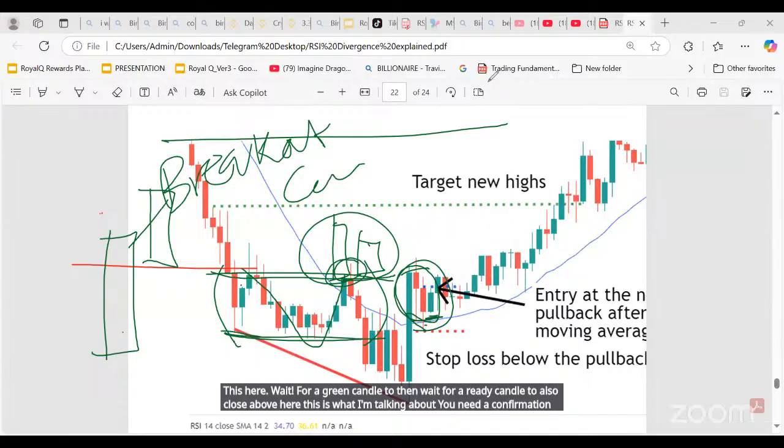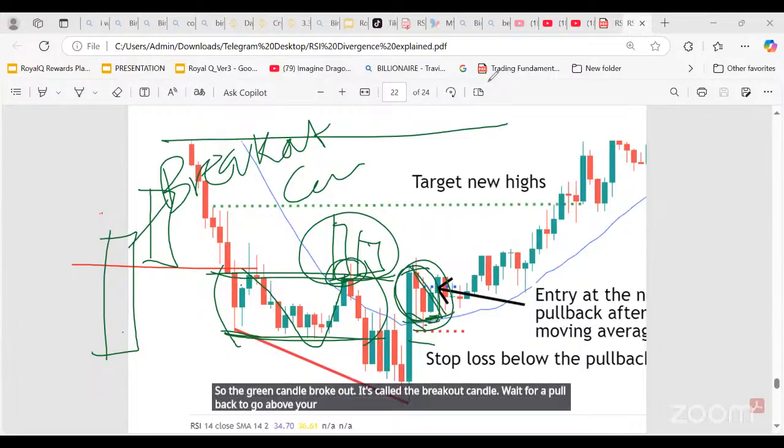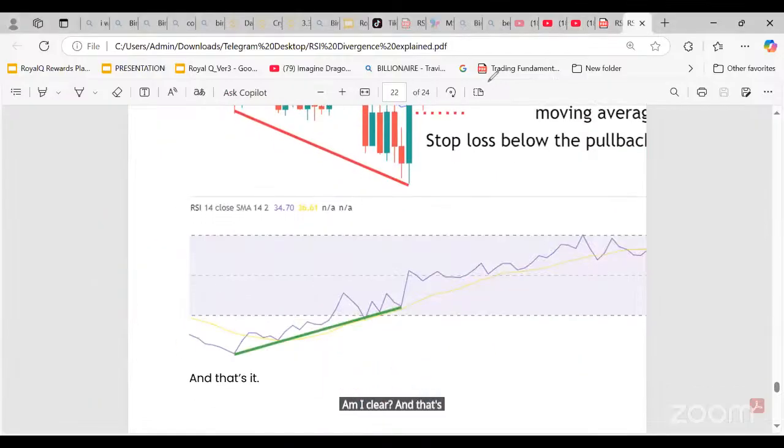So the green candle broke out. It's called a breakout candle. Wait for a pullback to go above your moving average. Am I clear? And that's what I've talked about.